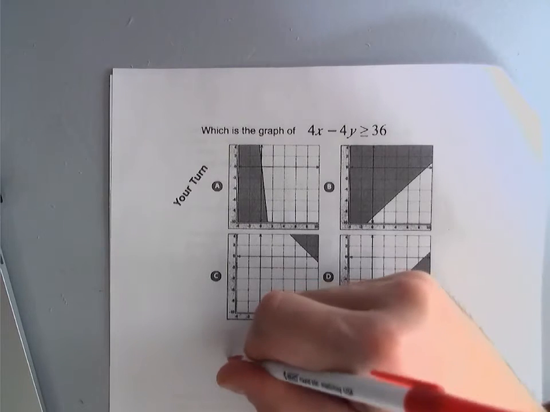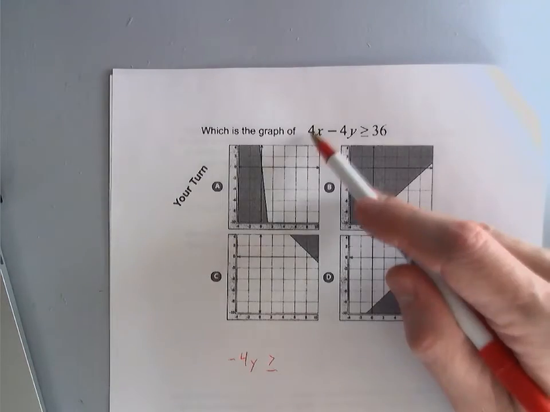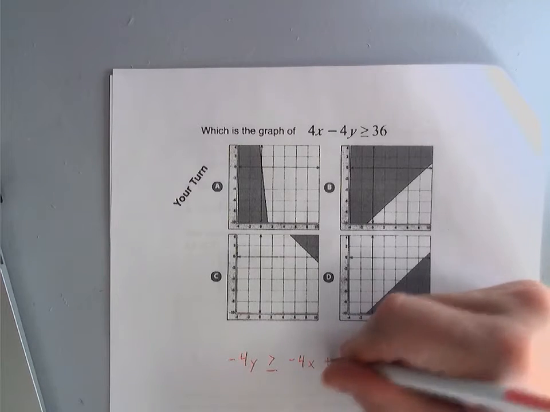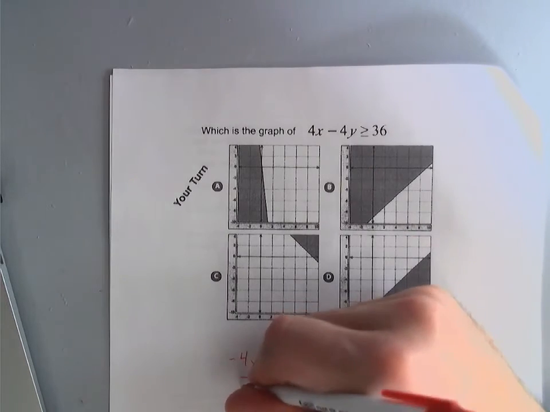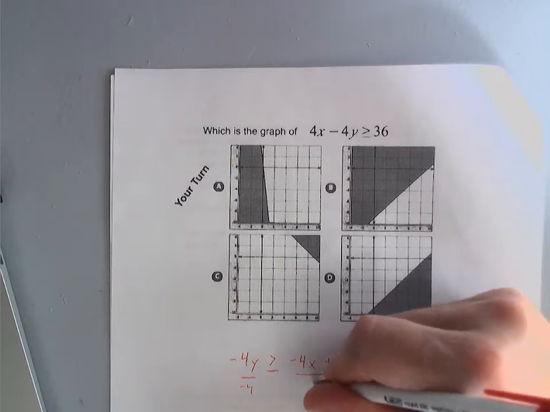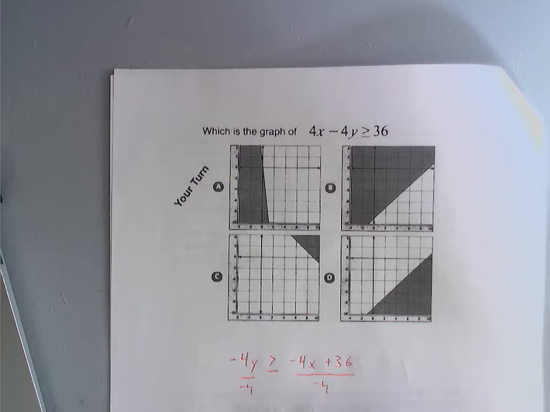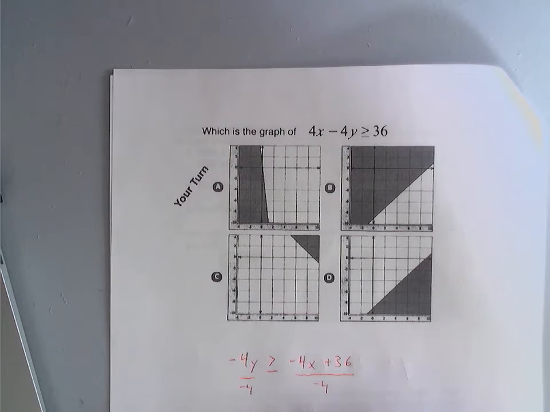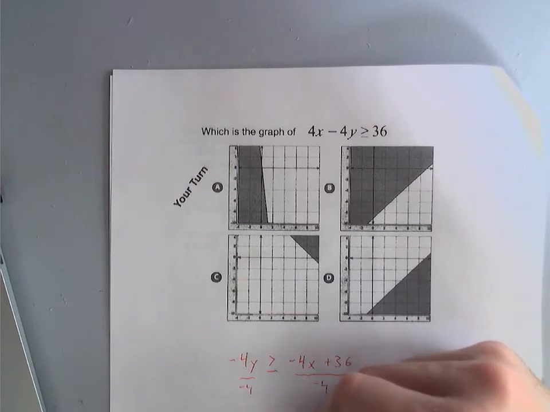So I'm going to take negative 4y. It's going to be greater than or equal to, and I move 4x over. I get negative 4x plus 36. And then what I can do is divide both sides by negative 4. I'm going to get y. Now, what happens to an inequality when we divide or multiply both sides by a negative number? That's right, we reverse the sign. So y should be less than or equal to negative 4 times 4, that's just going to be x minus 9.